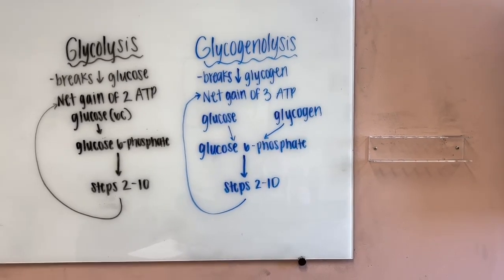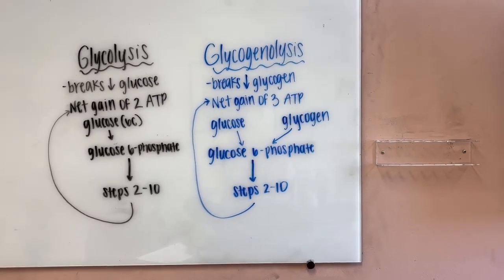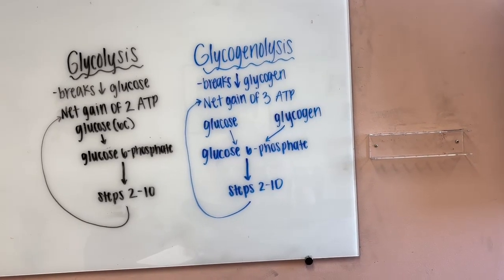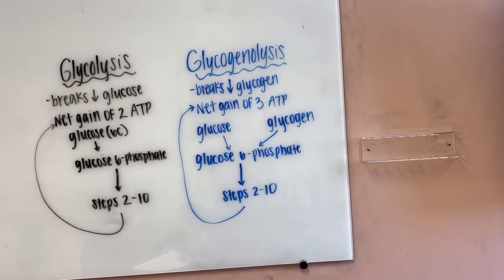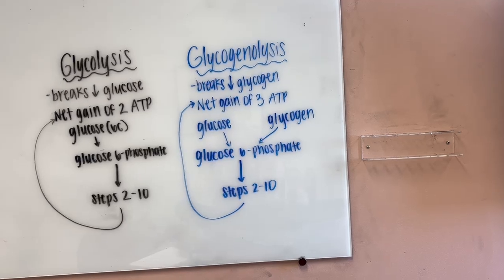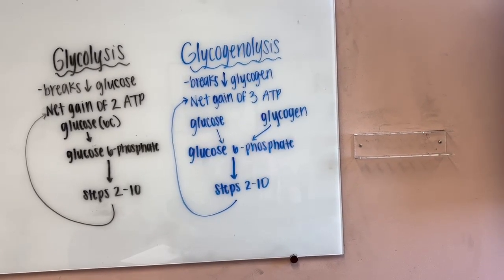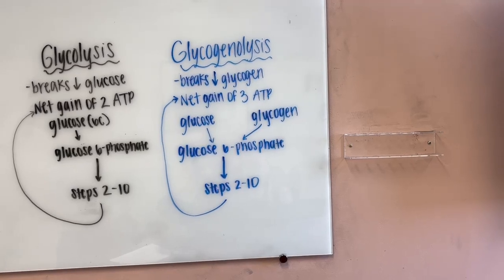However, in glycogenolysis, in the muscle, that first step requires glucose and glycogen, and glucose, again, requires the ATP to be dephosphorylated into ADP, but the glycogen doesn't require any ATP in order to be converted into that glucose 6-phosphate.